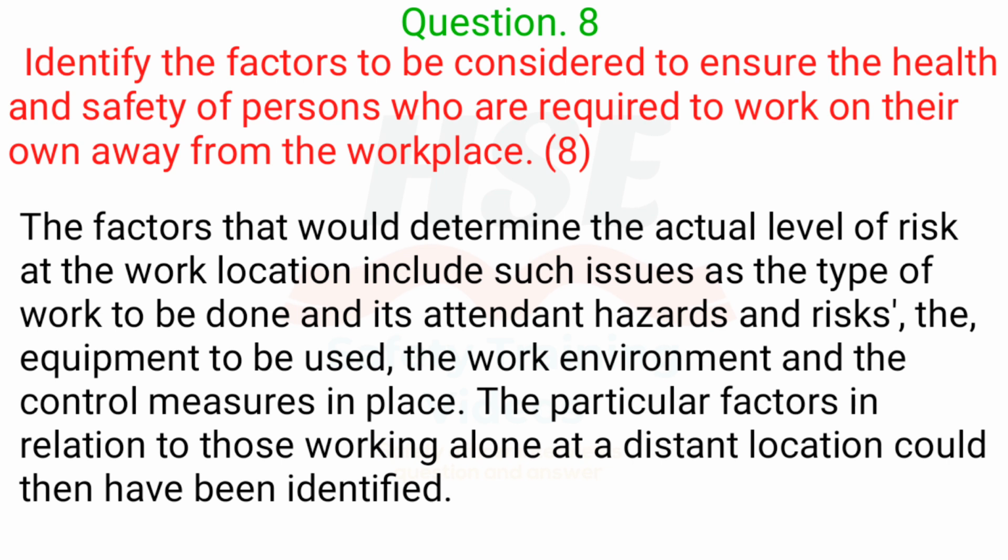Question 8. Identify the factors to be considered to ensure the health and safety of persons who are required to work on their own away from the workplace. 8 marks question. The factors that would determine the actual level of risk at the work location include such issues as the type of work to be done and its attendant hazards and risks, the equipment to be used, the work environment and the control measures in place.